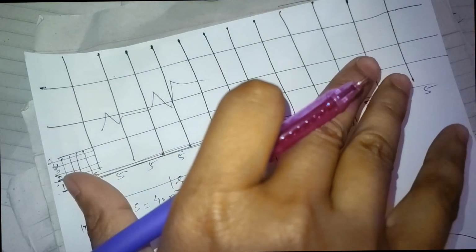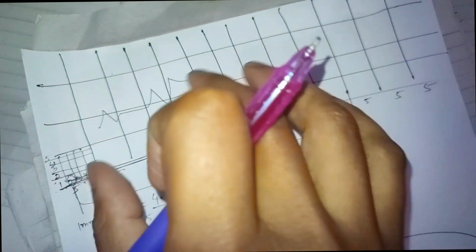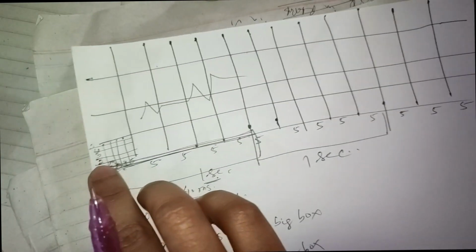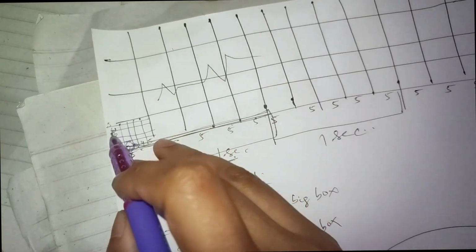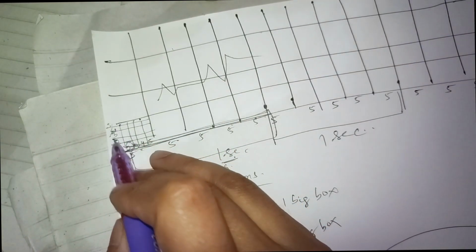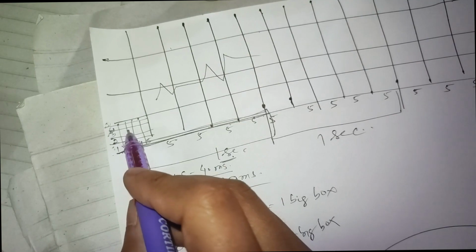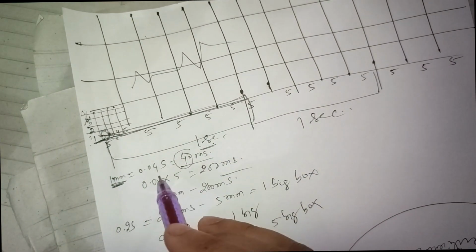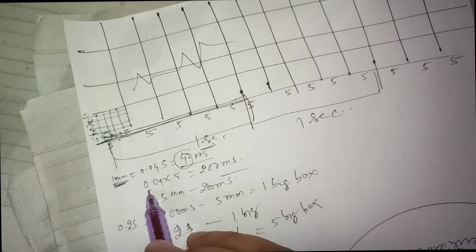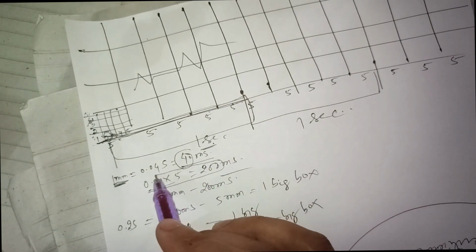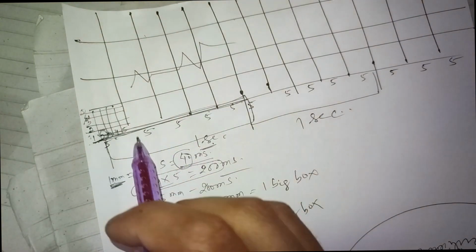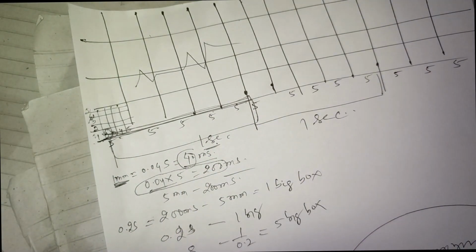Let's assume this is ECG paper and each box is one big box, and inside one big box there are 5 small boxes both vertically and horizontally. Each small box represents 1 mm, and 1 mm is equal to 40 millisecond, right? So one big box is equal to 200 millisecond, right? So 5 big boxes is equal to 1 second. If you calculate mathematically, 5 big boxes is equal to 1 second.